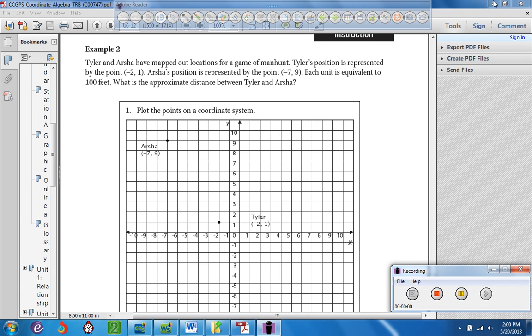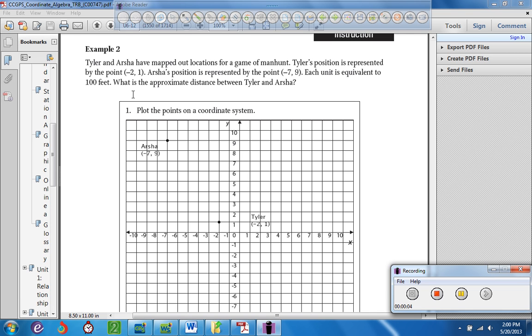Alright, here we are in example 2. We have Tyler and have mapped our locations for a game of manhunt. Tyler's position is represented by the point (2, -1). So here we got Tyler down here. Okay, and then we have another point at (-7, 9). Each unit is equivalent to 100 feet.